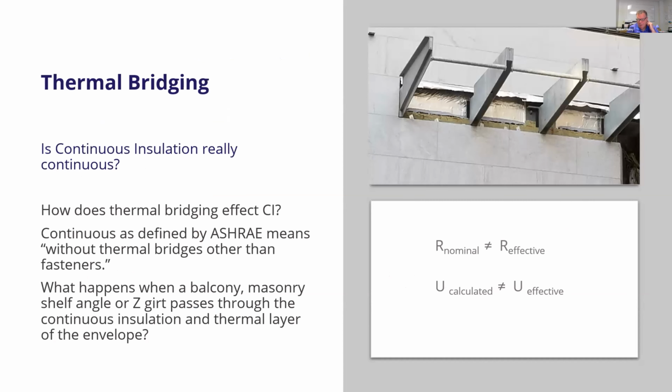One quick mention about continuous insulation, which is something that came out of ASHRAE, I think back in 2010. Is continuous insulation actually continuous if we have balcony and canopy connections poking through our exterior insulation? And the answer, of course, is no, because these connections create thermal bridges, which reduce the R value of our walls. And so saying we have R25 mineral wool in our exterior insulation cavity doesn't mean we have R25 as our effective R value.